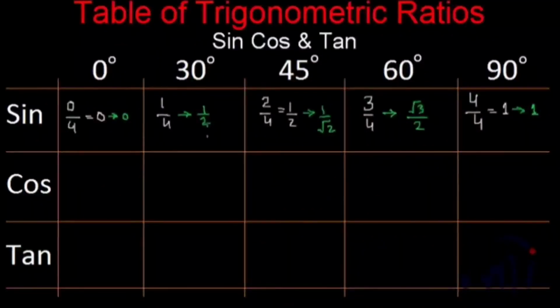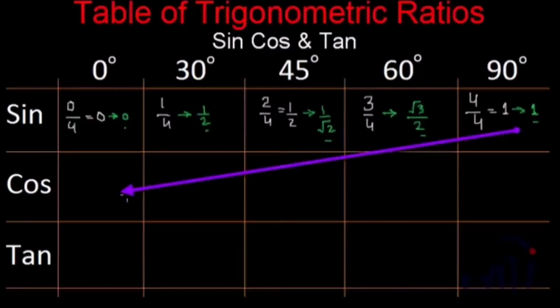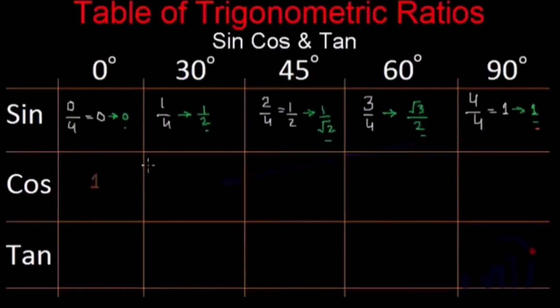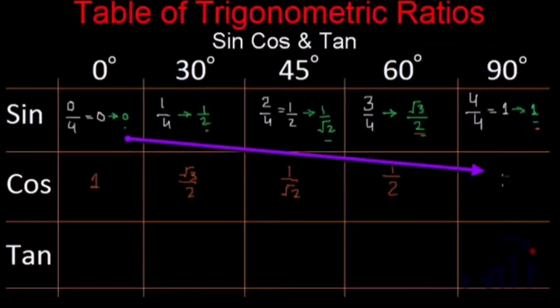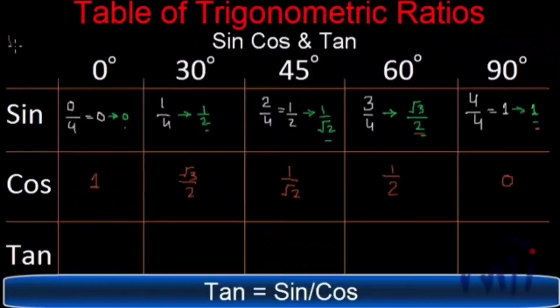Now, how to find the value of cos theta for different values of theta? So cos 0 is equal to sin 90, which is equal to 1. So write down all the numbers in reverse order in the cos row. So cos 0 is equal to 1. Cos 30 is equal to root 3 by 2. Cos 45 is equal to 1 upon root 2. And cos 60 is equal to sin 30, which is equal to 1 by 2. And cos 90 is equal to 0.